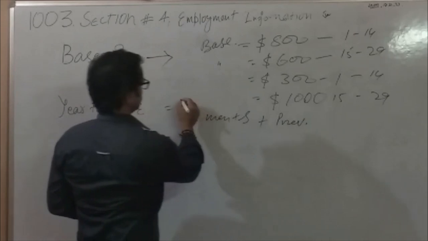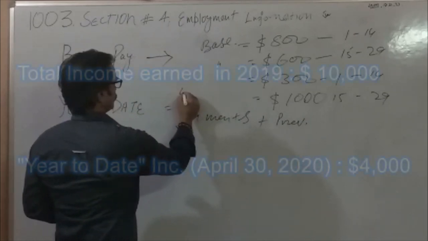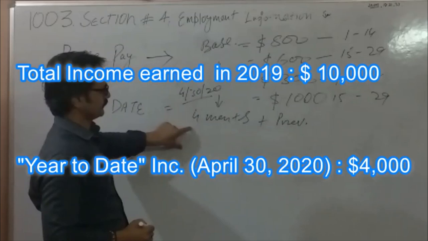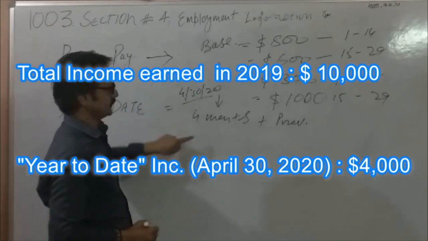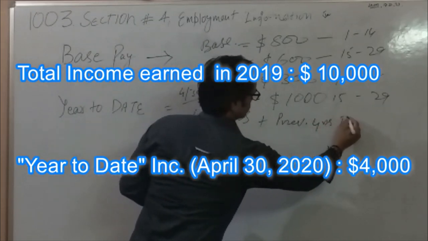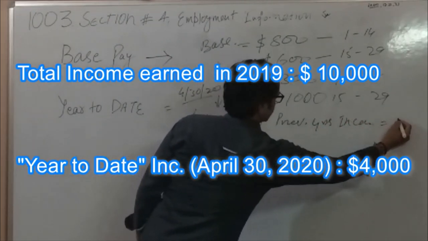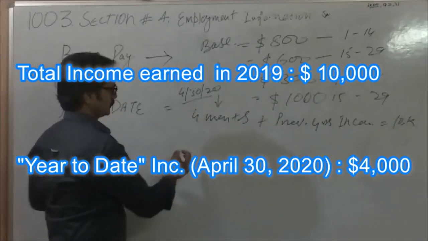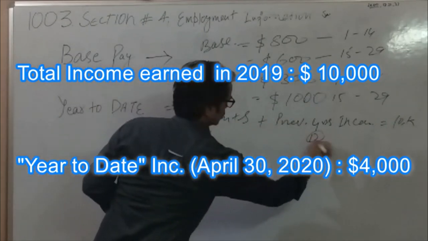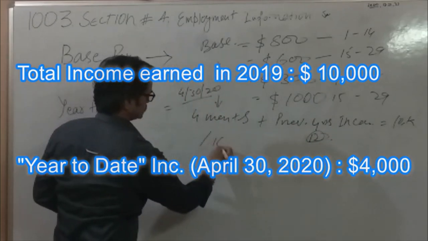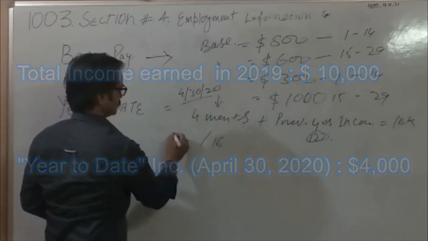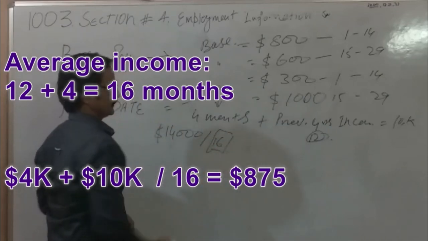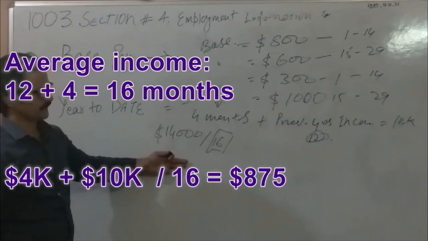Suppose the borrower's pay stub is showing 4/30/2020. This is the pay stub income, and this is the YTD income of 4 complete months, plus the previous year's income, which is maybe $10,000. Here he got 4,000, so 14,000 income. I am going to divide that by the 12 months of the previous year plus 4, so a total of 16 months, to average out. For the last 16 months, this is the income the borrower earned.